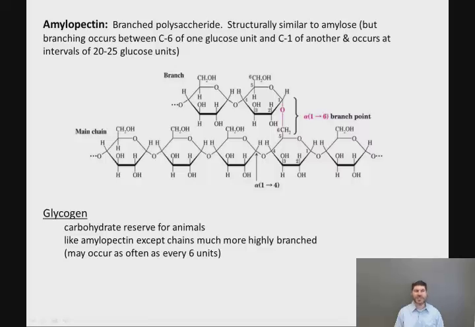Glycogen, on the other hand, is the carbohydrate reserve for animals, humans included. If you have extra sugar in your body, more than your brain needs for fuel, that sugar gets polymerized into glycogen units. The structure of glycogen looks a lot like the structure of amylopectin in that it is a branched polysaccharide, except that glycogen is even more highly branched, with branching occurring as often as every 6 glucose monomeric units.